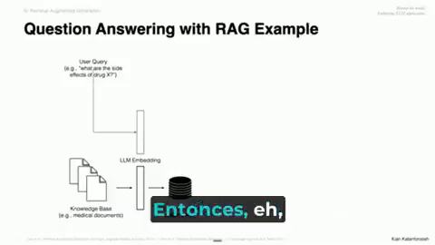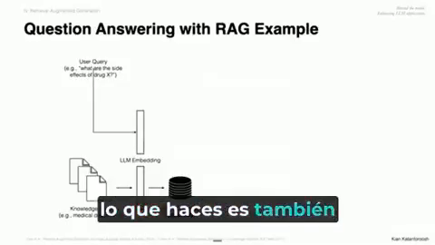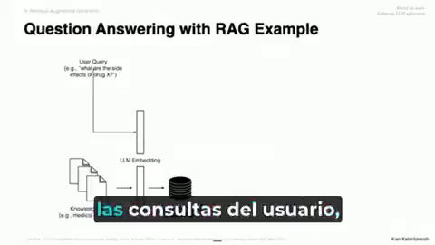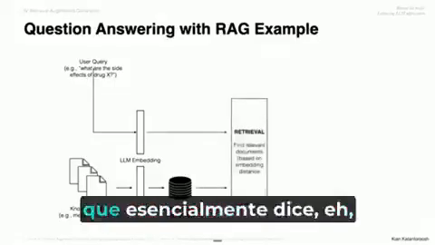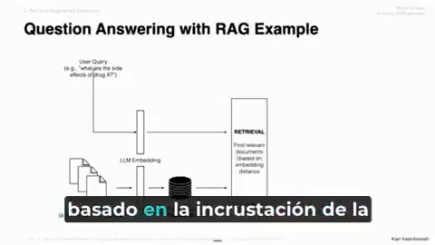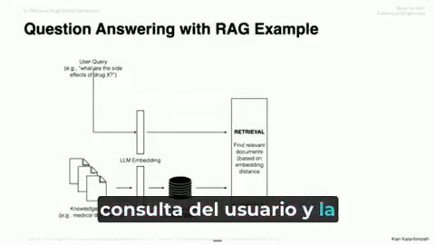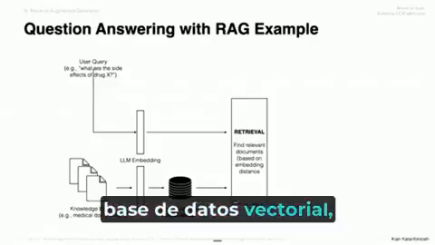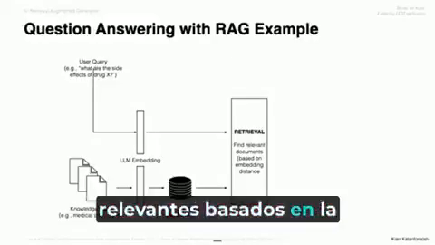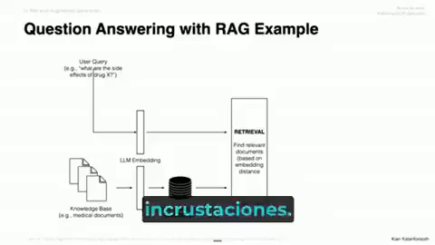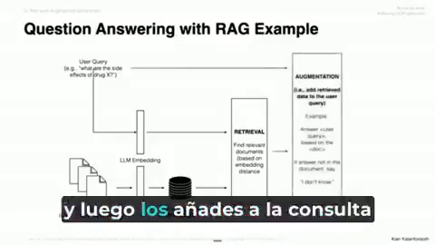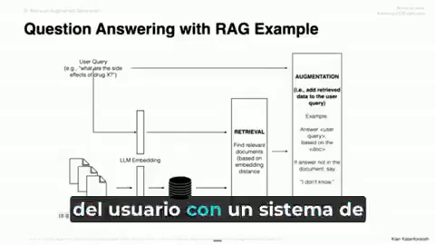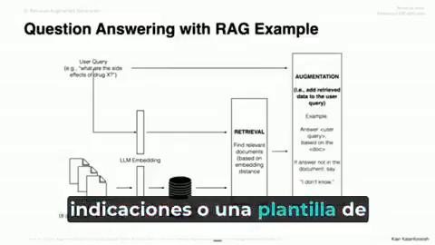distance metric. So what you do is you also embed, usually with the same algorithm, the user prompts, and you run a retrieval process, which is essentially saying, based on the embedding from the user query and the vector database, find the relevant documents based on the distance between those embeddings. Once you found the relevant documents, you pull them and then you add them to the user query with a system prompt or a prompt template on top.